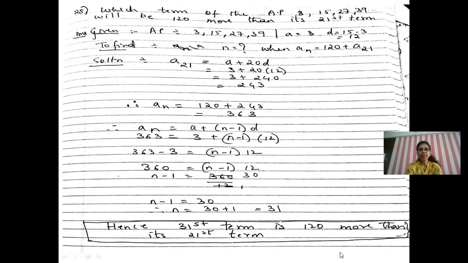Now we move to the next sum. In the next sum, that is the 29th sum, I'll just read the question for you all. In this case, the question is: find the middlemost term of the AP. Now it is very important for you to understand what it means by the middlemost term.